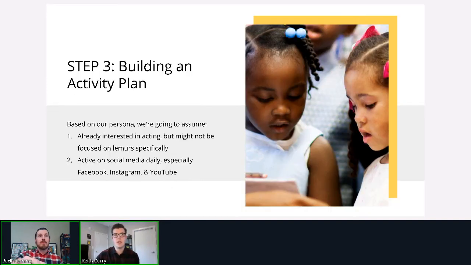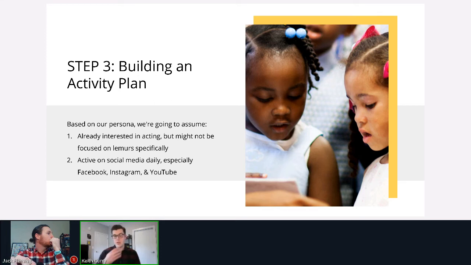Great. All right. So now that we have our audience persona built out, especially for this scenario, the next thing that you're going to do is build an activity plan. This is how you're going to engage with that audience, starting from scratch and moving to some high-level actions as well. Based on the persona we're doing for this scenario, we're going to assume that they are already interested in acting on these efforts.